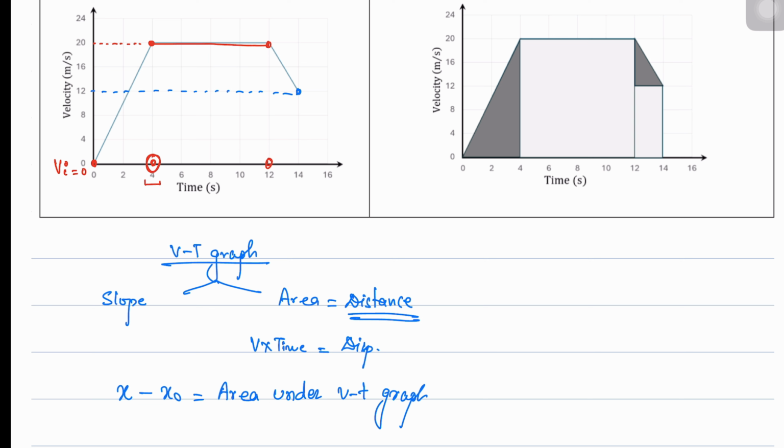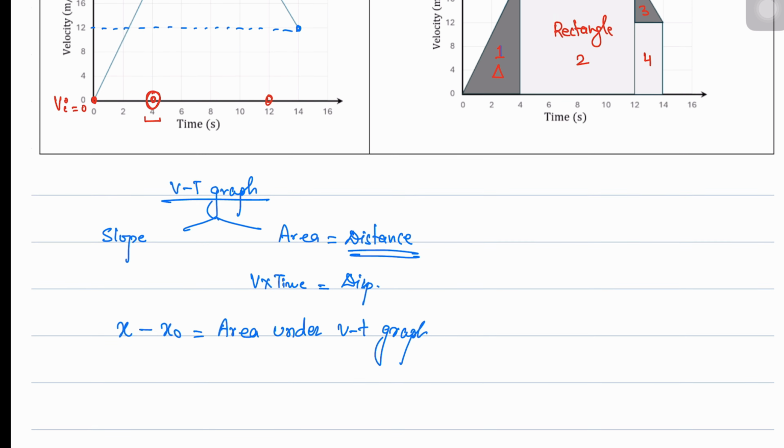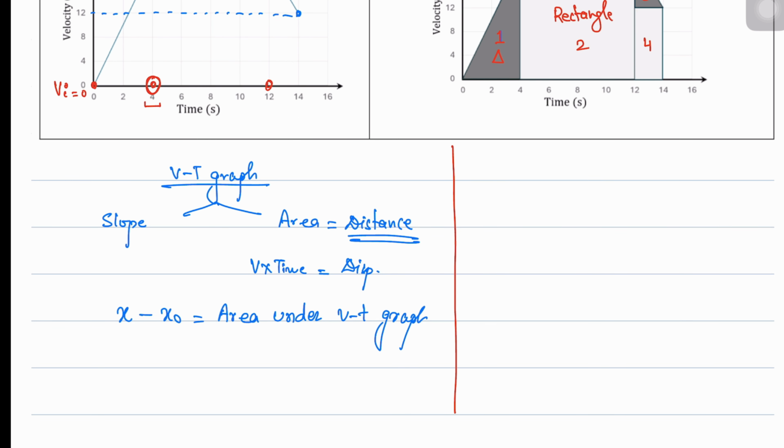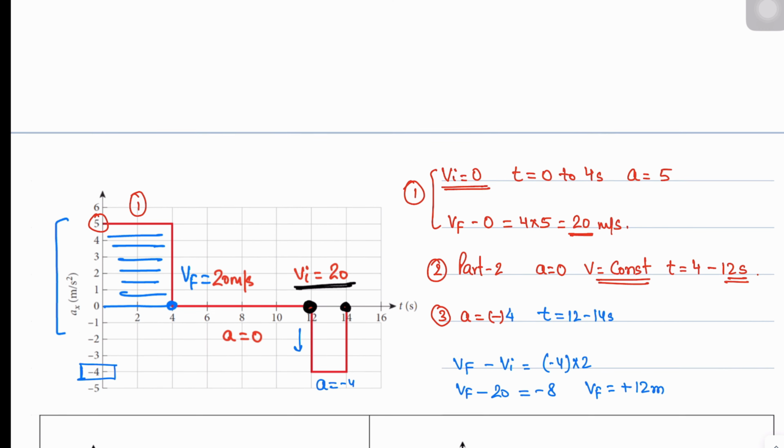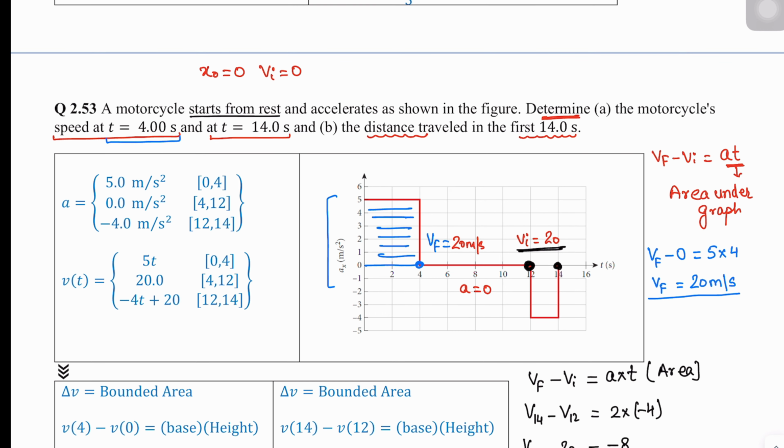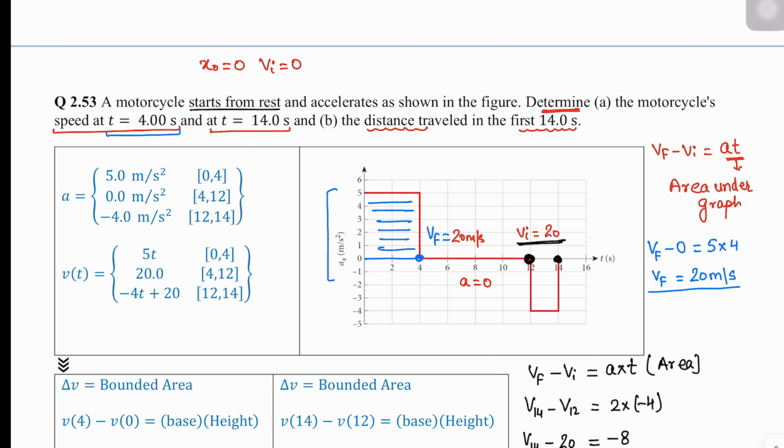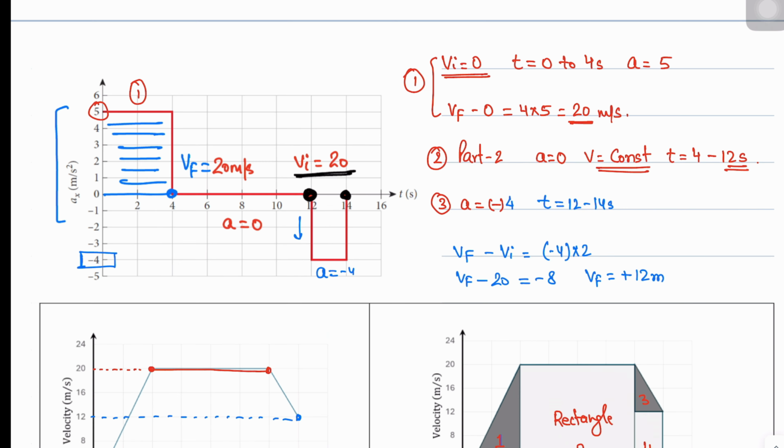So how many areas are possible? You can see the first area, this is the first area, a triangle. Second area, you have 20, and here, this is your rectangle. This is your area number 2, this is your area number 3, and this is your area number 4. So solve them. x minus x naught. Okay, x naught is given in the question? Nothing is given. Starting from rest. So x naught is 0.